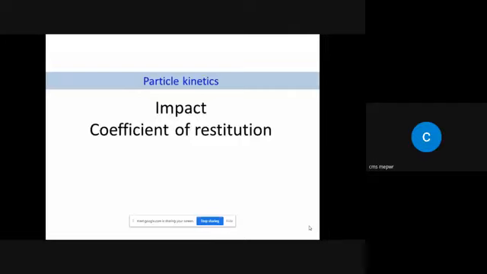Okay, so before going into it, let's discuss what impact basically is. In today's class, the first topic that we are going to cover will be impact, and with impact we are going to discuss the coefficient of restitution, and how both of them are interrelated.